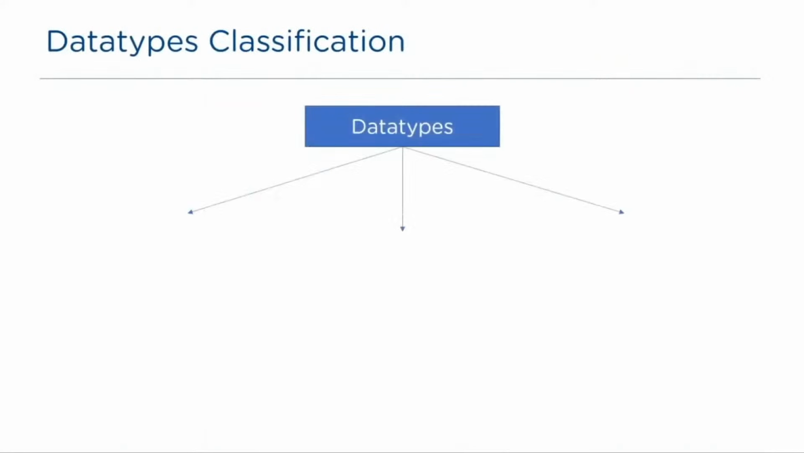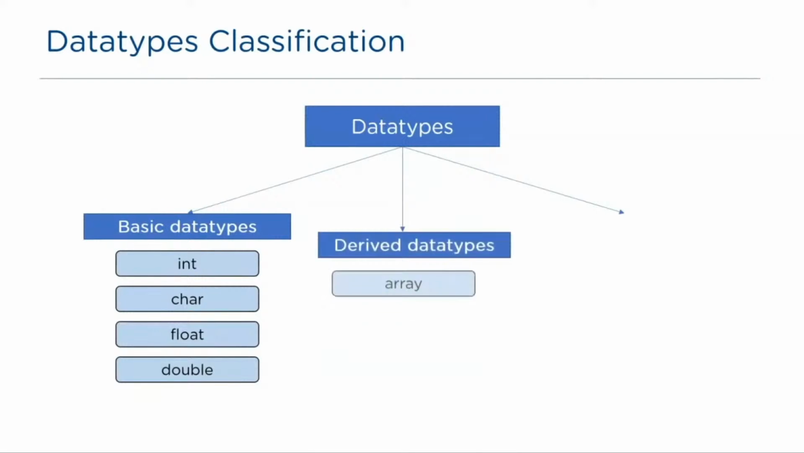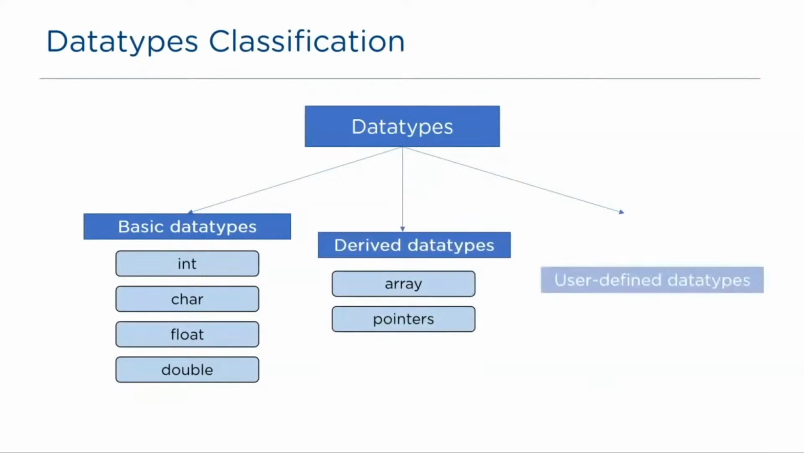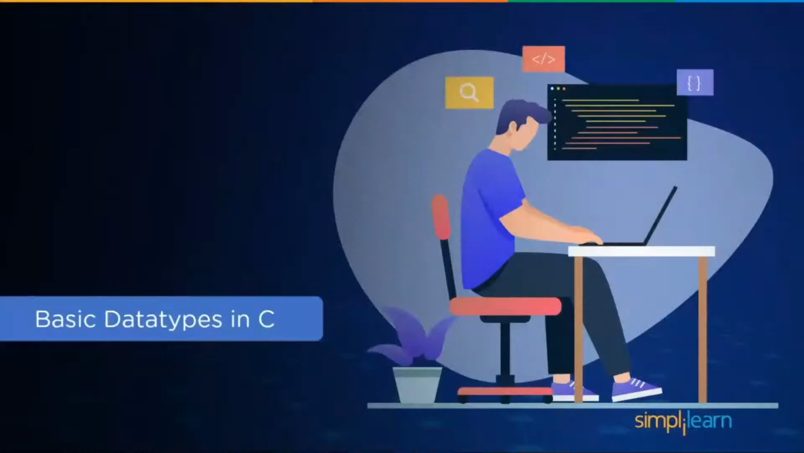C data types are classified into three types. First up, we have basic data types, which are int, char, float, and double. Then we have derived data types, in which we have arrays and pointers. And finally, user-defined data types, which are enum, structure, and union. First, let us understand four basic data types in C.